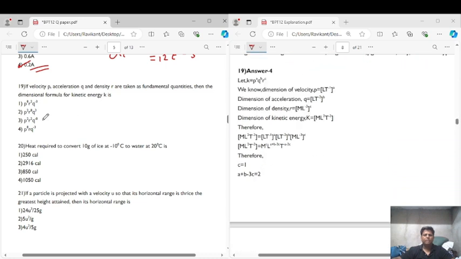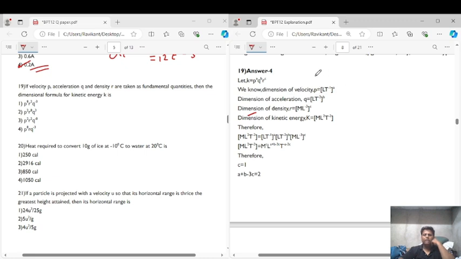Question number 19 says, if velocity p, acceleration q, and density r are taken as fundamental quantities, then the dimensional formula for kinetic energy is. So the dimension of velocity p is L t minus 1, acceleration q is L t minus 2, and the dimension of density is M L minus 3. So we need to find the relation between kinetic energy and p, q, r.